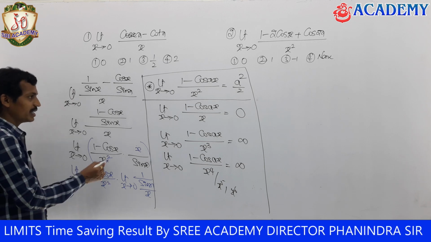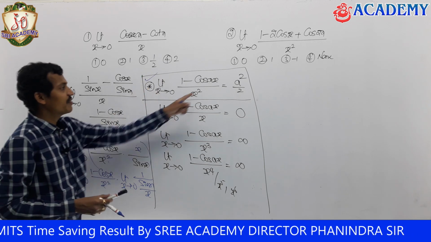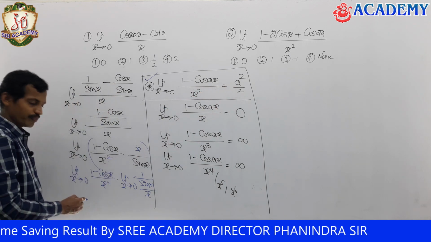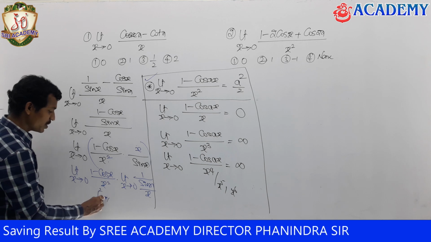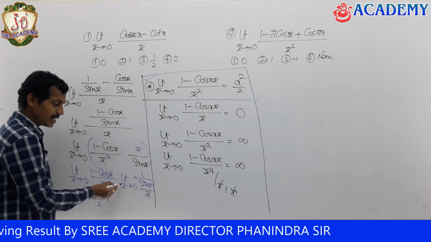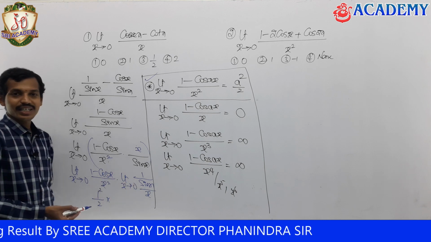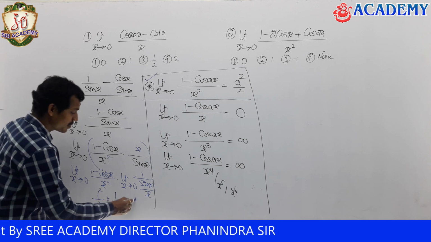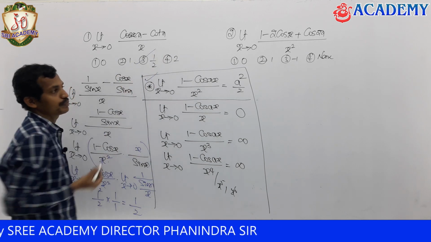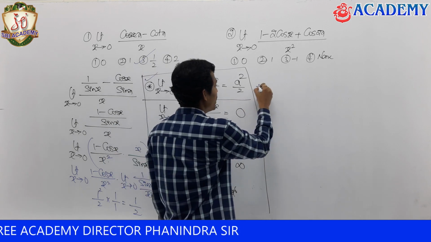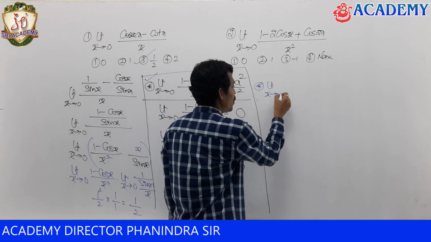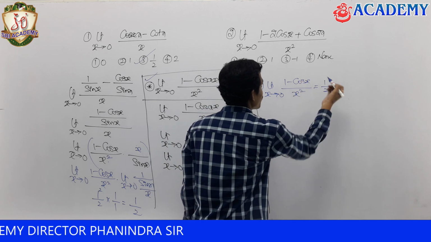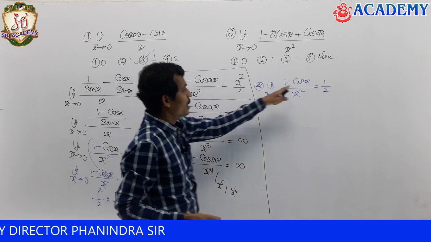If you apply the limit, in place of a we have 1, so 1 square by 2, that is 1 by 2. Divided by limit theta tends to 0 of sin theta by theta, which is always going to be 1. 1 by 1 is nothing but 1, 1 into 1 is 1, so the answer is going to be 1 by 2. That means limit x tends to 0 of (1 minus cos x) divided by x square, the answer is 1 by 2. Depending upon a, you are going to get the answer.